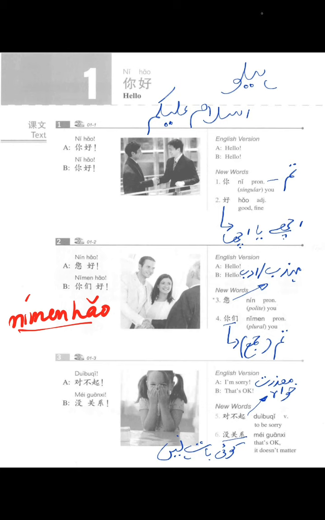Okay, so proceeding towards the last dialogue of this is 对不起, माज़रत ख्वाह हूँ मैं. अगर आप कोई गलती करते हैं और आप उसके लिए सॉरी बोलते हैं, तो it means that you are basically saying sorry for that. माज़रत ख्वाह हूँ मैं, तो उसका जवाब ये है दूसरे शख्स का, मेई गुआनशी, कोई बात नहीं.